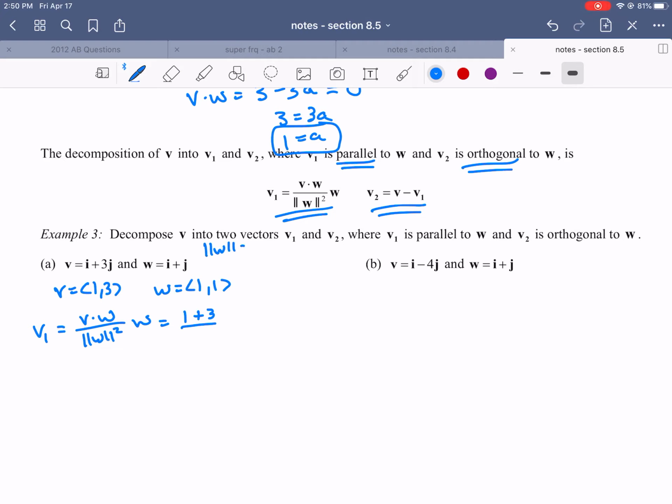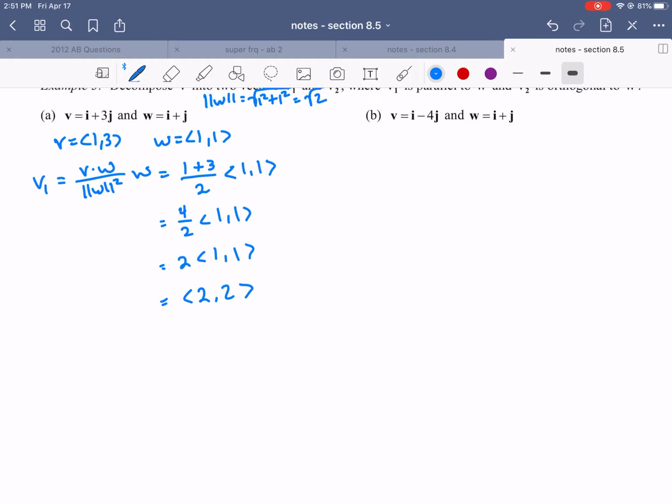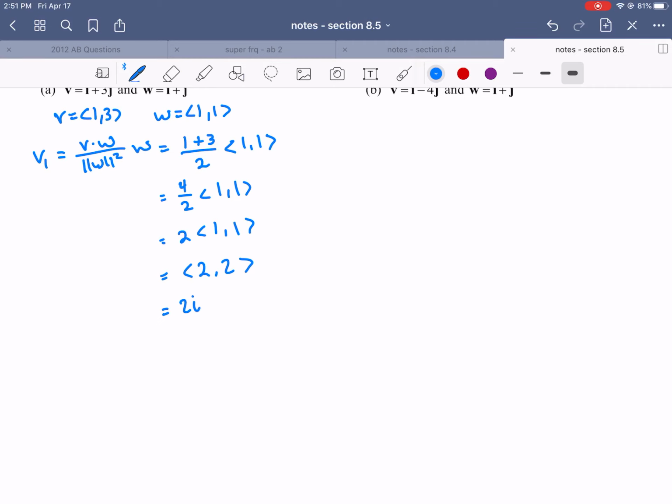Okay, well, what is the magnitude of w? It's the square root of 1 squared plus 1 squared, which is going to be the square root of 2. And so the square of the magnitude of w is just going to be 2. And then I'm going to multiply this by w, which is the vector 1, 1. Okay, so doing some simplifying here, 1 plus 3 is 4 divided by 2 multiplied by 1, 1. And so this will be 2 times the vector 1, 1, which of course will just be the vector 2, 2. And writing that in the other notation, that's going to be 2i plus 2j.